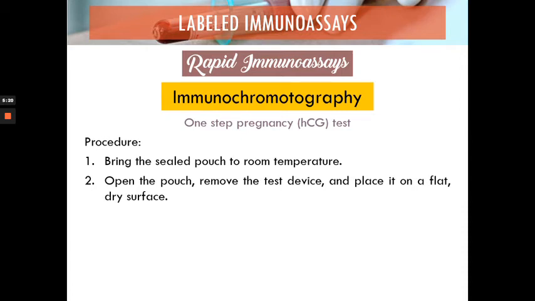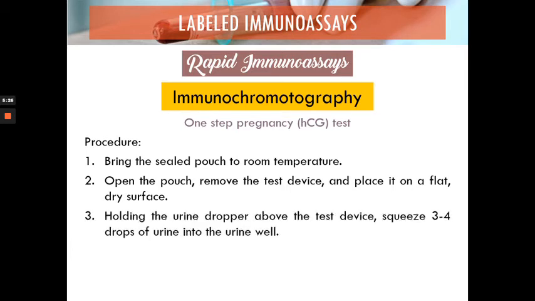Usually on our countertops, in the lab activity, lab rooms would suffice. We do the testing here. In this case, since this is pregnancy testing, what we are testing is again beta HCG, and our sample is urine. So for this test, we use urine. There's a dropper that's included in the pouch, so we use the dropper to get our urine.